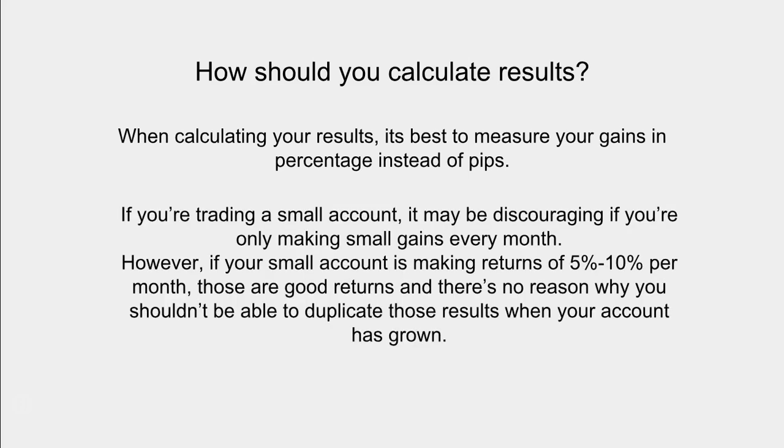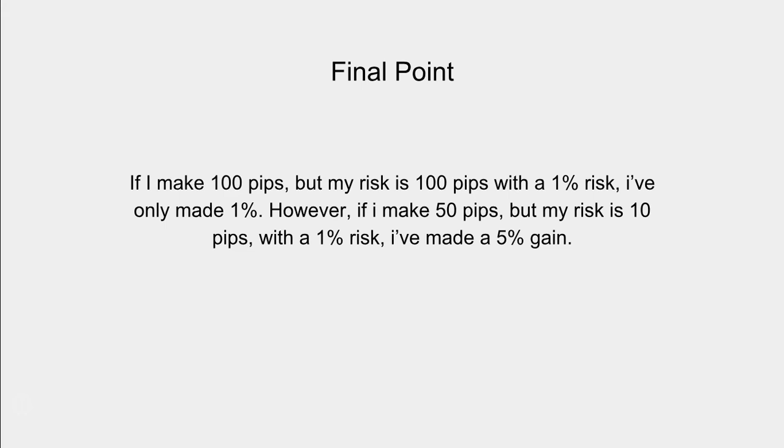If you're trading a small account, it may be discouraging if you're only making small gains every month. However, if your small account is making returns of 5 to 10% per month, those are good returns and there's no reason why you shouldn't be able to duplicate those results when your account has grown. If I make 100 pips, but my risk is 100 pips, with a 1% risk, I've only made 1%.